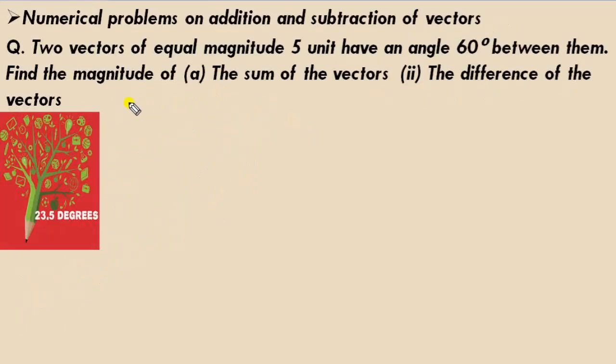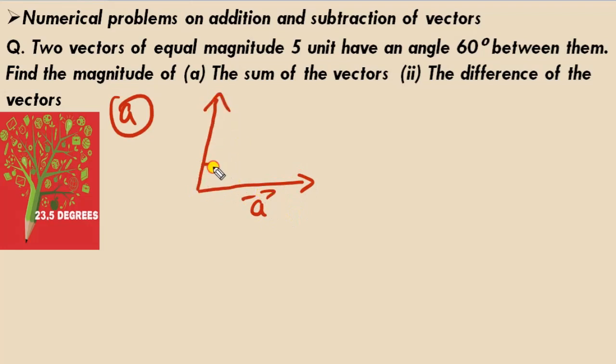Let's solve a numerical problem. Two vectors of equal magnitude 5 units have an angle of 60 degrees between them. Find the magnitude of the sum of the vectors and the difference of the vectors. Let's first find the magnitude of the sum of vectors. There is a vector a, and there is another vector b at an angle of 60 degrees from it.